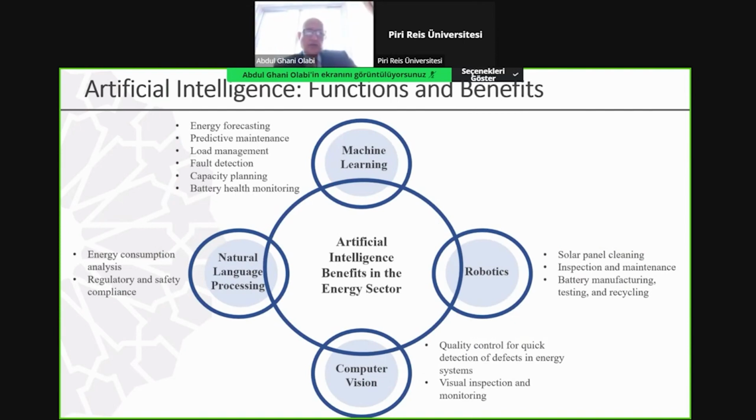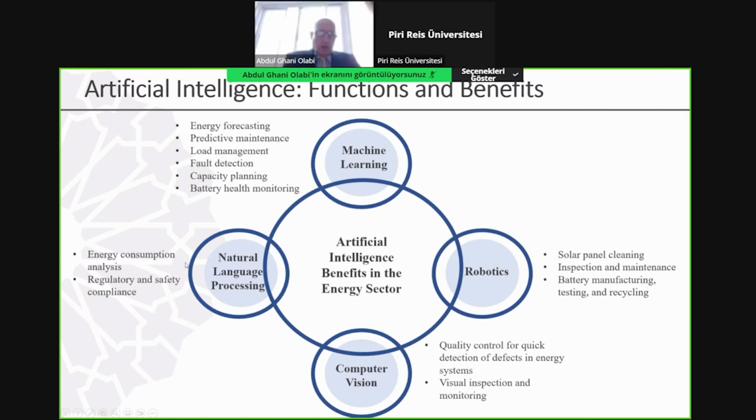So what are artificial intelligence's functions and benefits? Within artificial intelligence, I have machine learning. Machine learning will help us in energy, for example energy forecasting, predictive maintenance, load management, fault detection, capacity planning, and battery health monitoring. And we go to robotics: solar panel cleaning, inspection and maintenance, battery manufacturing, testing and recycling, quality control for quick detection, and visual inspection for monitoring.